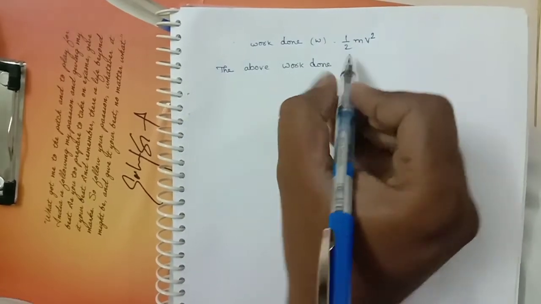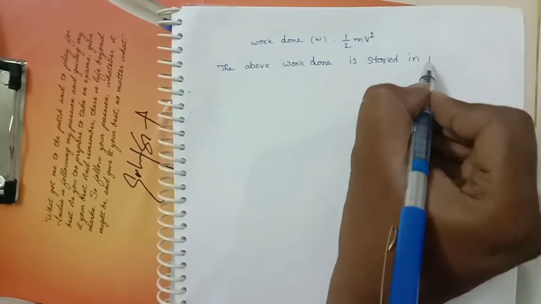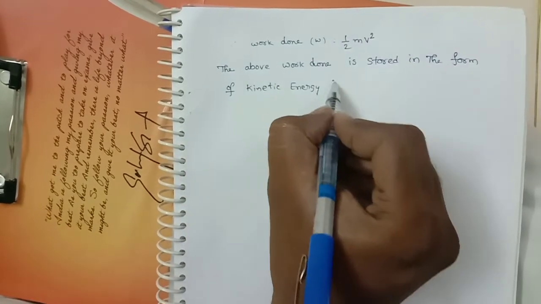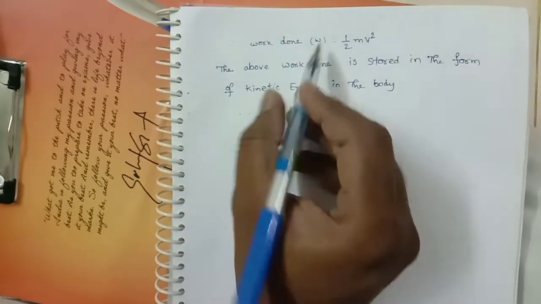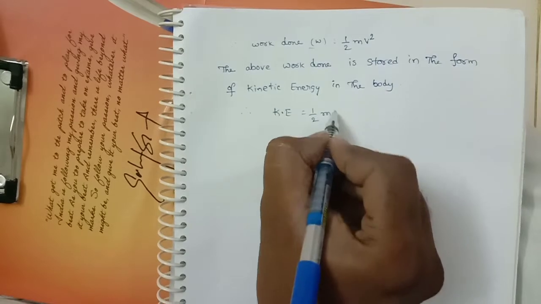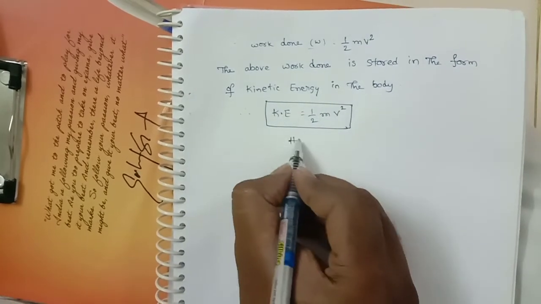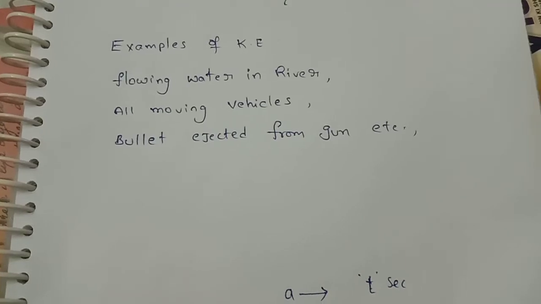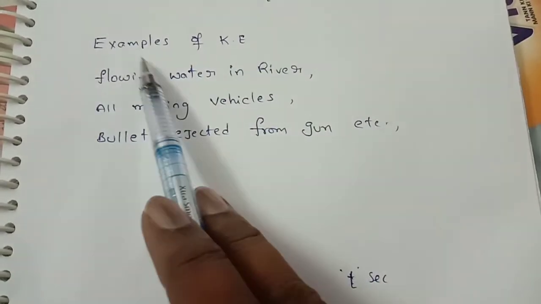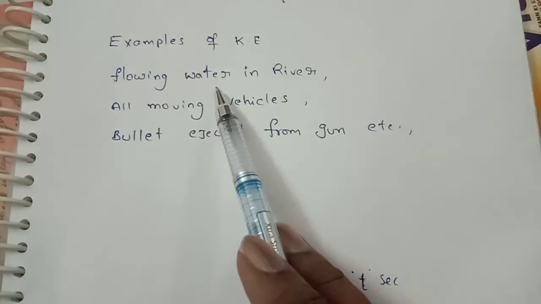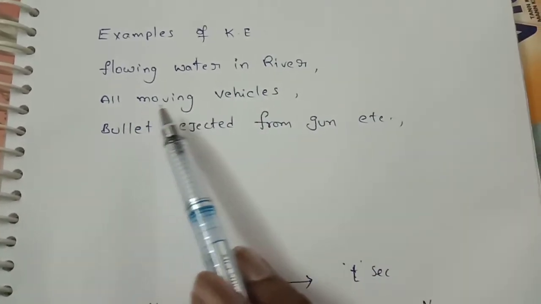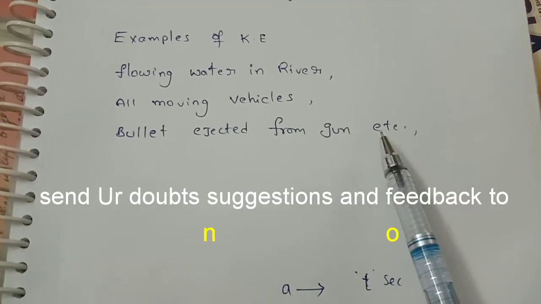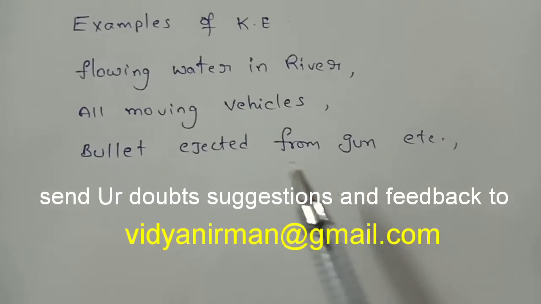See, the above work is stored in the body in the form of kinetic energy. So the entire work changes into kinetic energy, which is equal to half mv square. This is the formula for kinetic energy. Examples of kinetic energy: flowing water in a river, all moving vehicles, a bullet ejected from a gun, etc. There are so many examples available for kinetic energy.